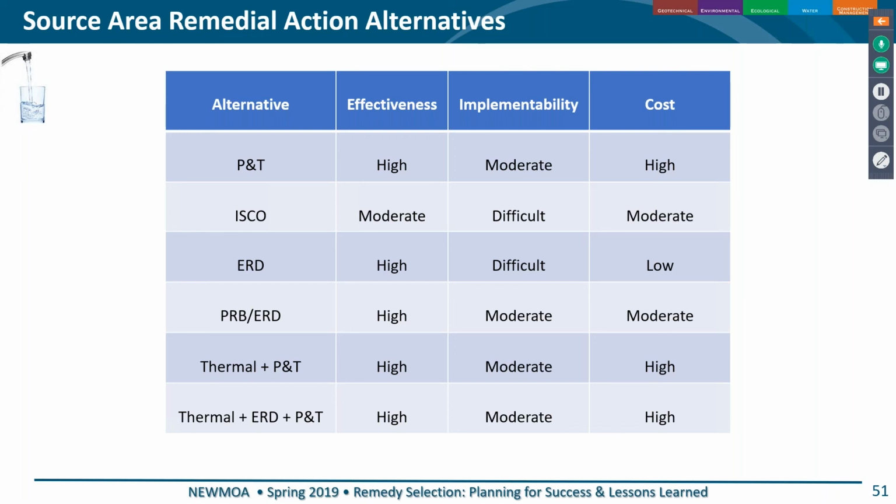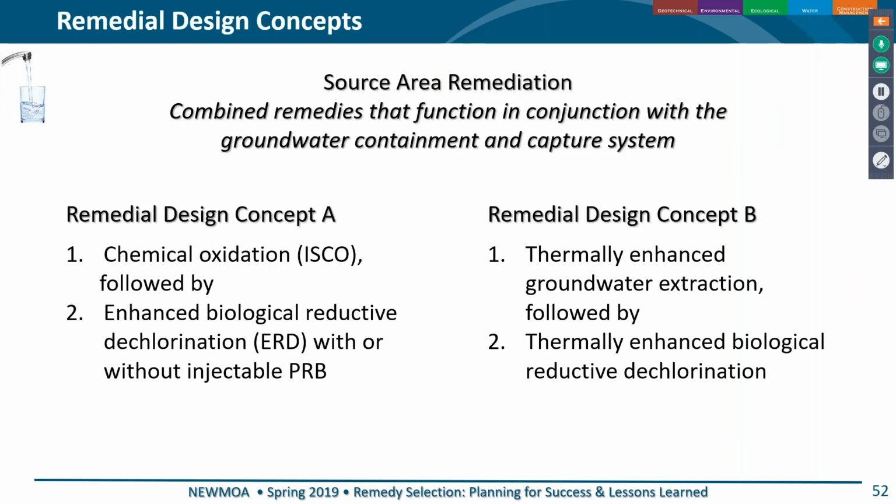But okay, here are the main things you have to consider. Is it effective? Can you implement it in fractured rock? And what are the relative costs? So here are just two possibilities. Like I said, we're totally in the initial stages of this, just even thinking about this.